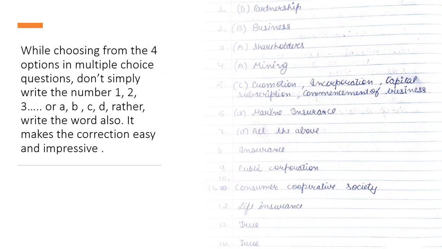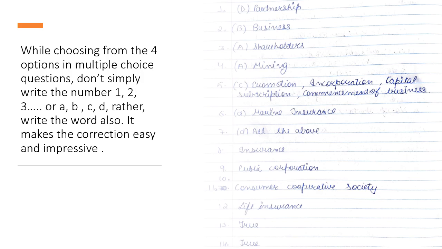Next important thing is that in multiple type of questions, don't simply write number 1, 2, 3, 4 or, say, A, B, C, D, whatever is given. Rather, you should write the correct answers too. Like you have opted for A. What is the correct answer to it? That should also be written together. Right? Now why should you do this? It is important because it makes the examiner check the answer very fast, and they will give you marks. And most important thing, you are going to impress the examiner.